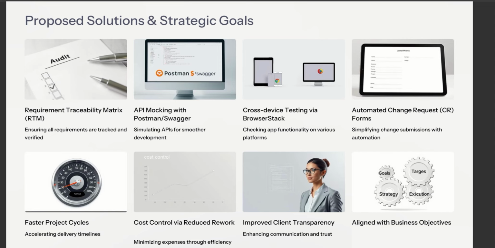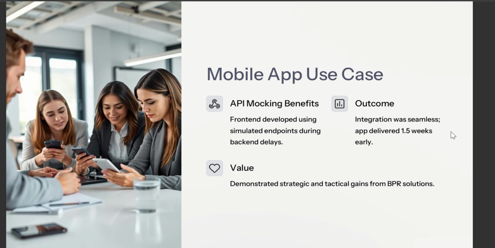So this is an overview of the proposed solutions that we gave in our assignment 2, that includes requirement traceability matrix, API mocking, cross-device testing, automated change request, improved client transparency, faster project cycles, etc. If we take an example of our application of one of our proposed solutions, that was API mocking, that we used in our mobile application development at United Solution.